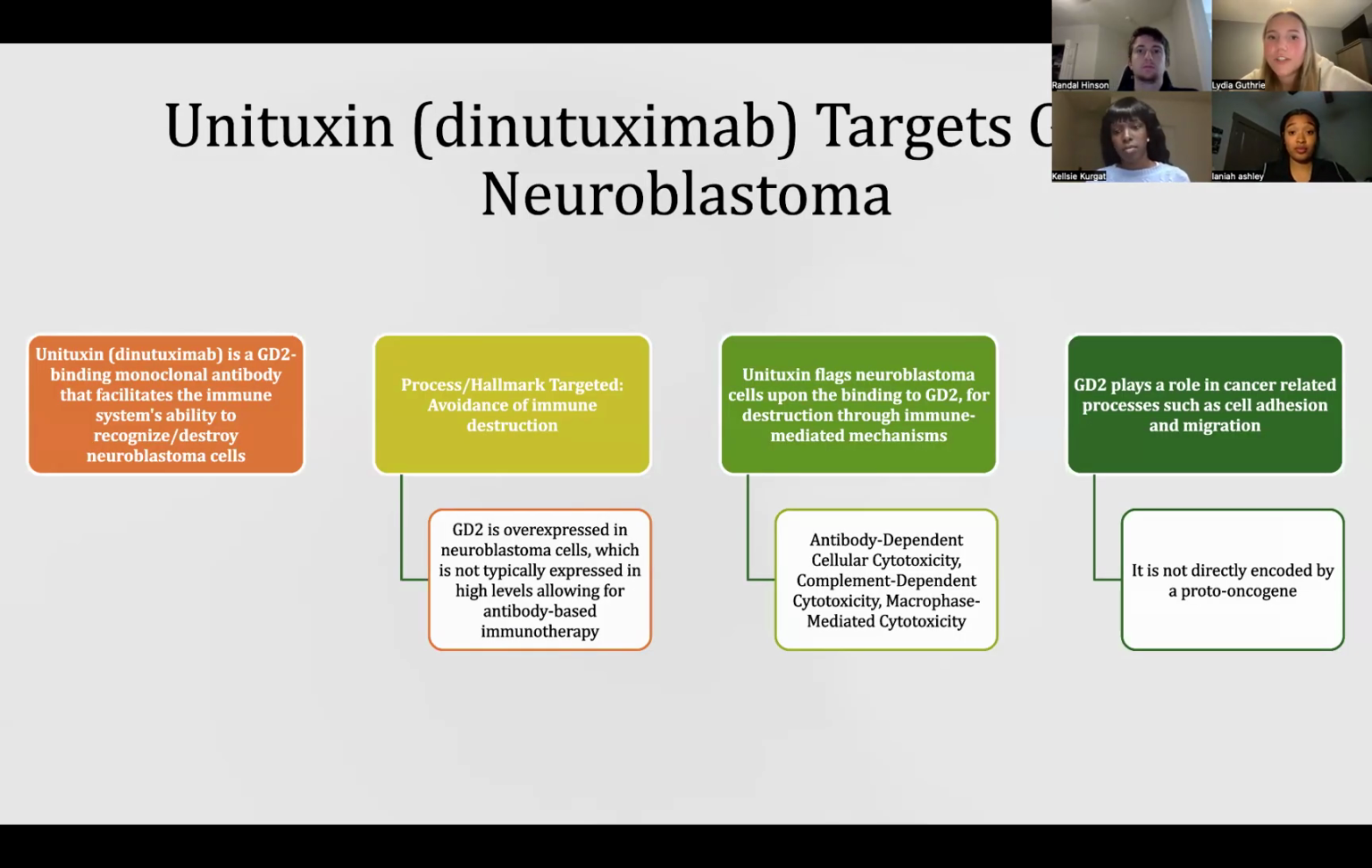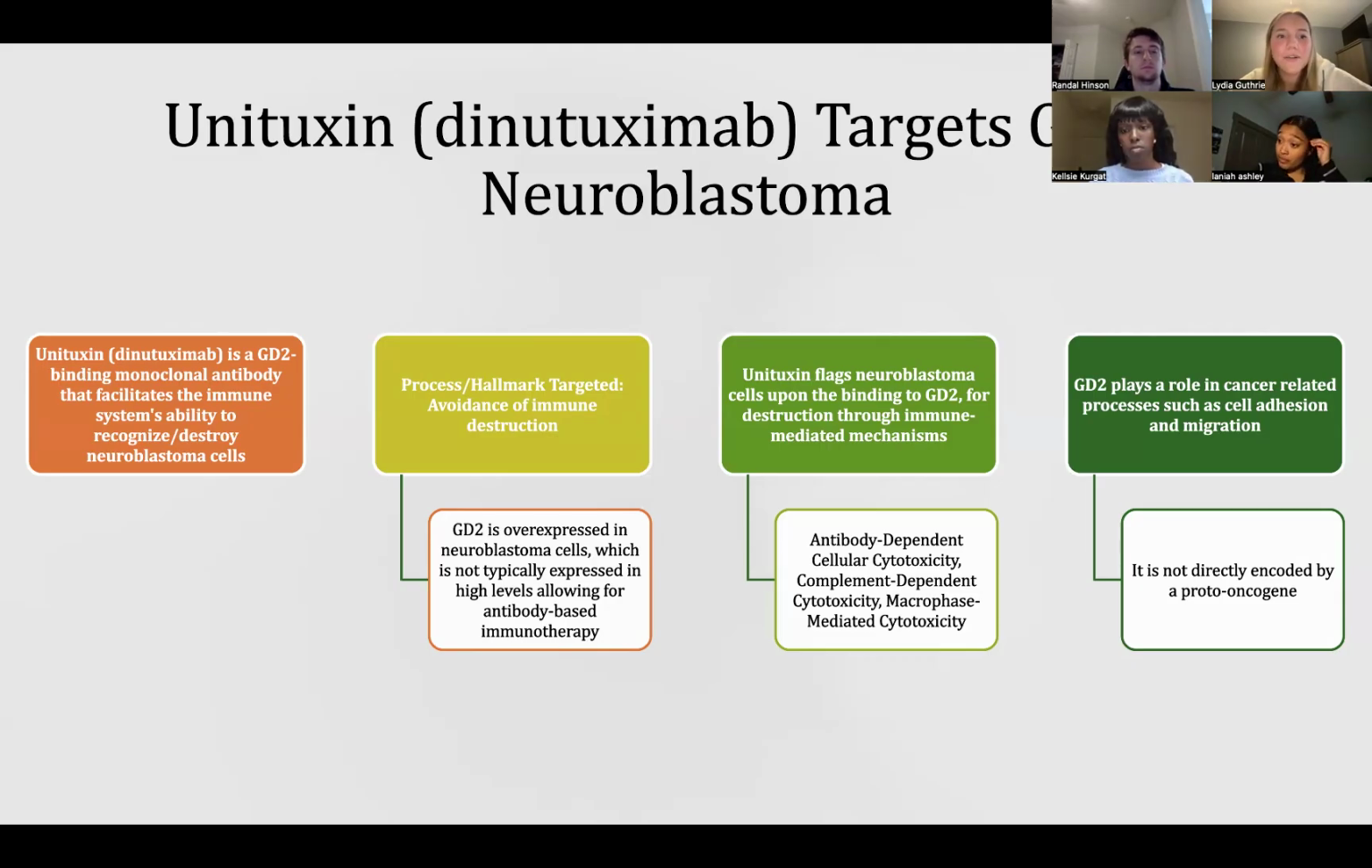Unituxin targets the GD2 on neuroblastoma cells. So what GD2 is, it's a glycolipid found on the surface of neuroblastoma cells that promotes tumor survival and proliferation by contributing to signaling pathways that enhance cancer cells' adhesion, migration, and immune evasion.